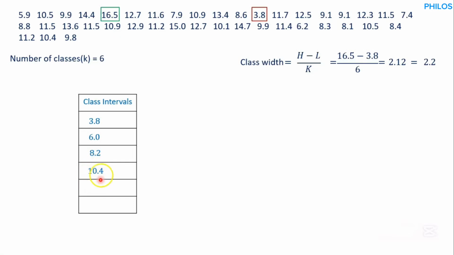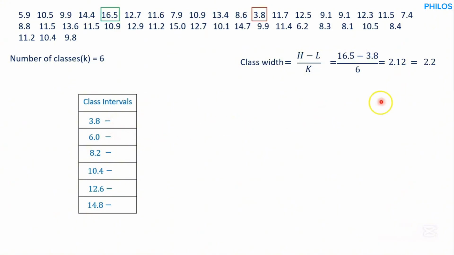10.4. Add 2.2 to 10.4, you get 12.6. Then add 2.2, you get 14.8. You see that? So after getting the lower class limit for each class, then we put some dash here, which means "to." There are several ways you can get the upper class limit of each class.